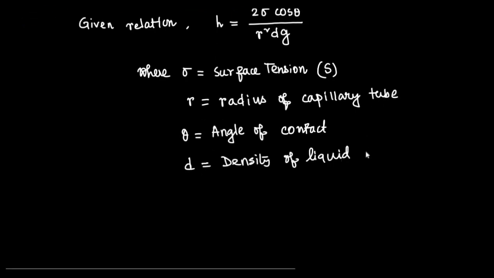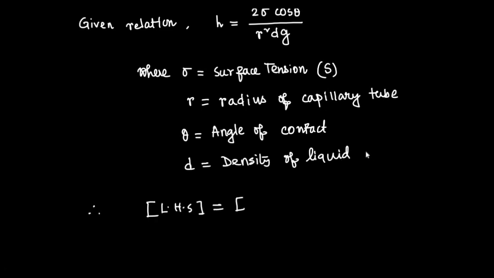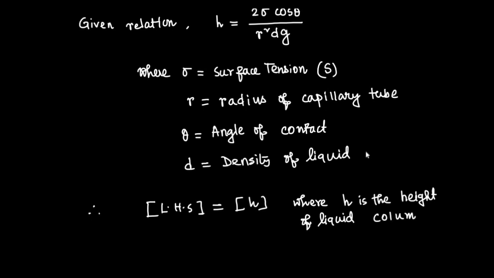Now we have to check the correctness of the given relation. Dimension of LHS is equal to dimension of H, where H is the height of liquid in the capillary tube, the height of liquid column in a capillary tube.